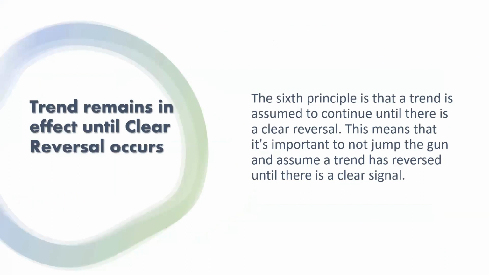Trend remains in effect until a clear reversal. This principle means that the trend in the market is assumed to continue until there is a clear reversal. It means that we don't have to panic. We have to see that there should be a clear reversal of the trend. If the market is going downward, it must not be a secondary trend. There must be a clear reversal. There must be a clear signal. And we should assume that the primary trend is in the upward direction in a bullish market or the downward direction in a bearish market until there is a clear reversal.